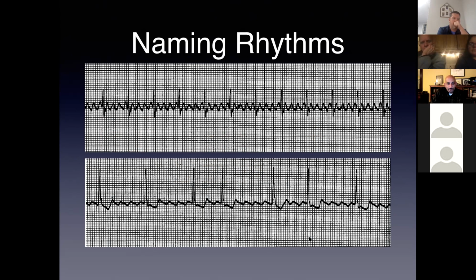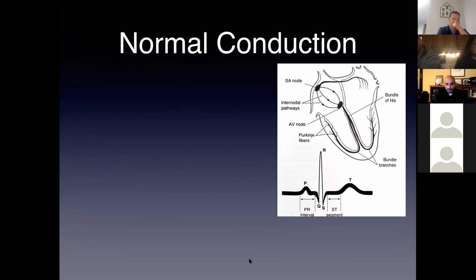And here's a flutter with varying degrees of block, right? This is fixed block above, where the block is the same, beat to beat. Below here, you have variable block. Sometimes the block is 5 to 1, sometimes it's 3 to 1, sometimes it's 4 to 1. And so you have variable block, and that certainly happens as well. So sometimes it's a flutter with fixed block, sometimes it's a flutter with variable block. All right. Questions on naming rhythms?